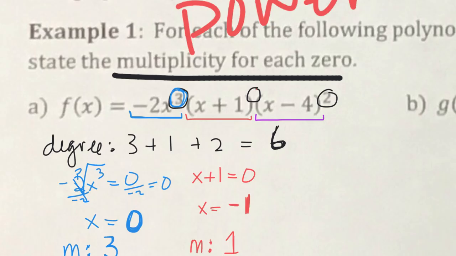Do we have to write down the x as well? You have to do what it says. It says find the degree. We did that. And then it says find the zeros. And we said that there are 3 zeros, so we have to find all of the zeros.